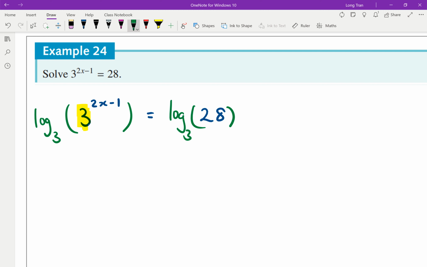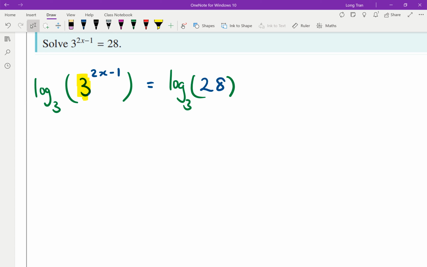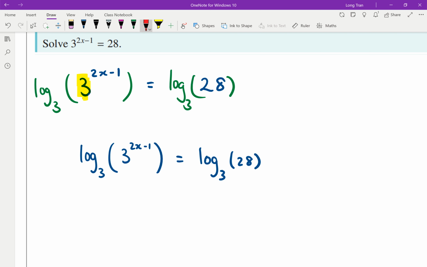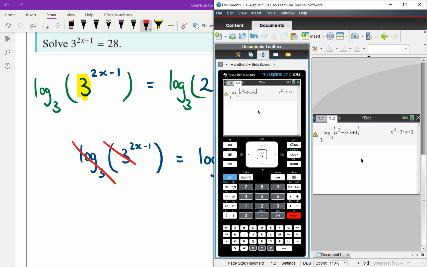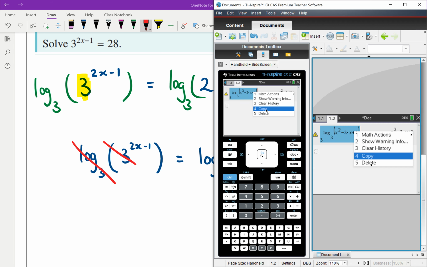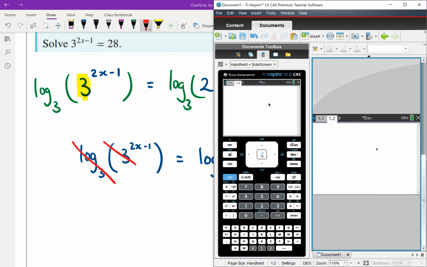See that? And we know from our inverse operations, this line where we have log base 3 of 3 to the power of 2x minus 1, these two are going to cancel out. That's what I was trying to show. It doesn't matter how you do it. I'm just going to clear this and show it again.